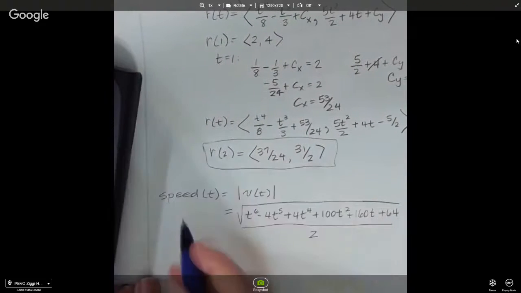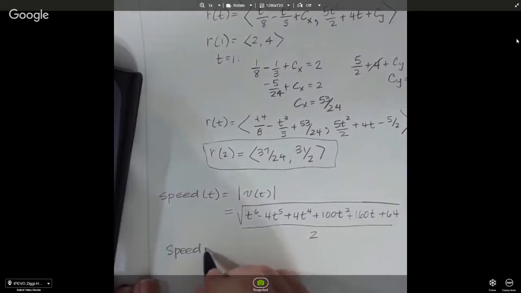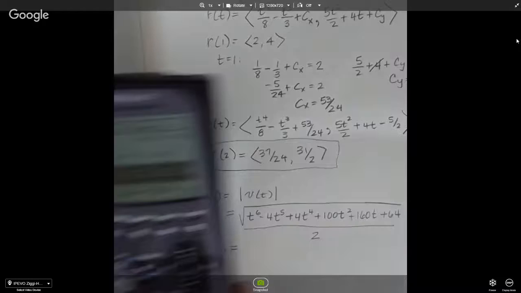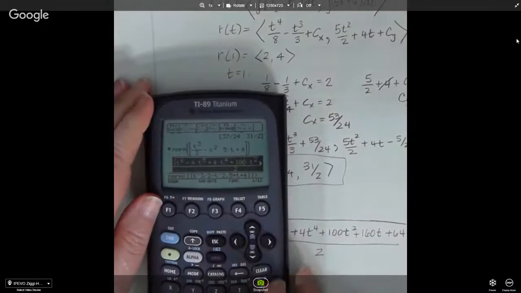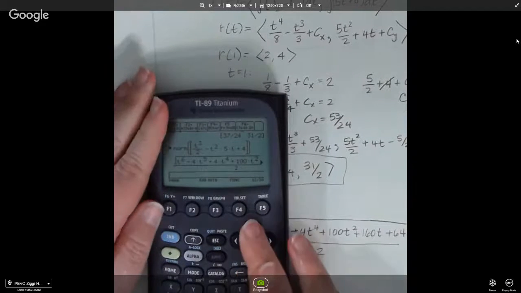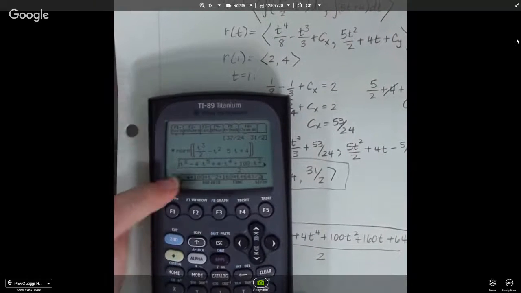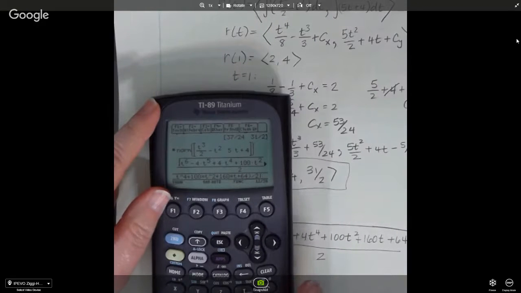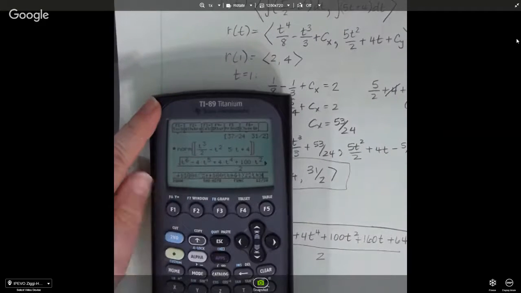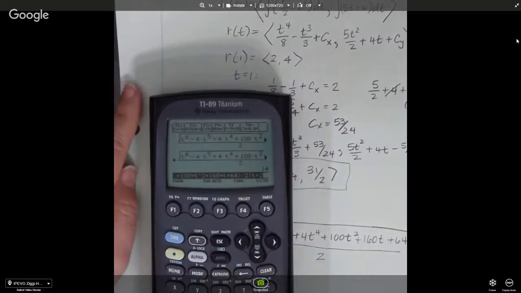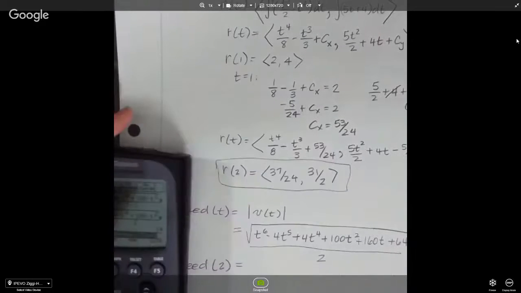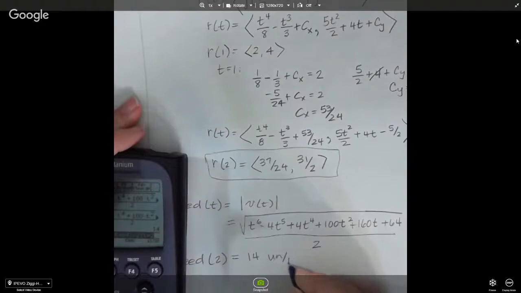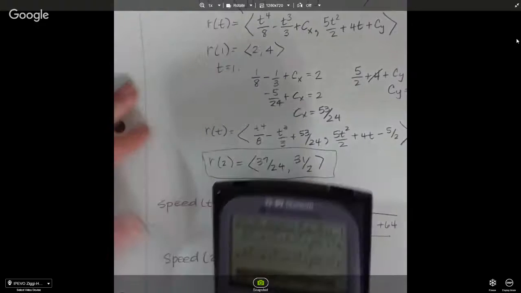So if I want the speed evaluated at 2, I'm just going to let t equal 2. All right, so here's my calculator. And I'm going to clear that out and just grab this expression that I calculated for the magnitude and go such that t equals 2. Then we get 14, which is a nice number. So it's 14 units per time. That's pretty cool.